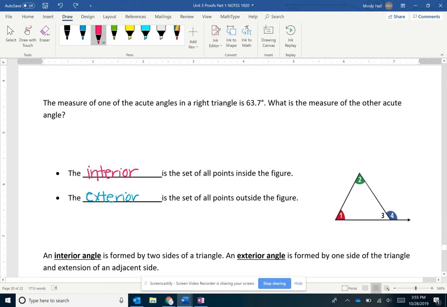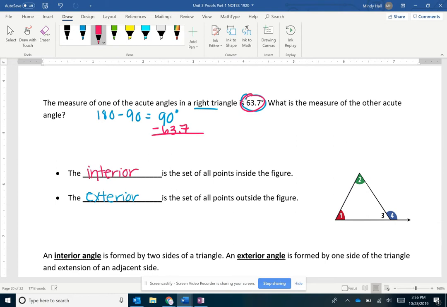The measure of one acute angle in a right triangle is 63.7 degrees. What is the measure of the other acute angle? If we were doing this, we know we have a right triangle, so automatically we can do 180 minus 90, which gives us 90 degrees. And then the other angle that we know is this 63.7 degrees. So when we subtract 63.7 from 90, that would give us 26.3 degrees for the other acute angle in that right triangle.